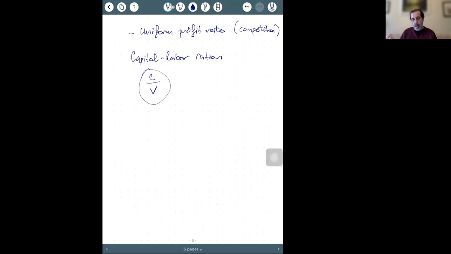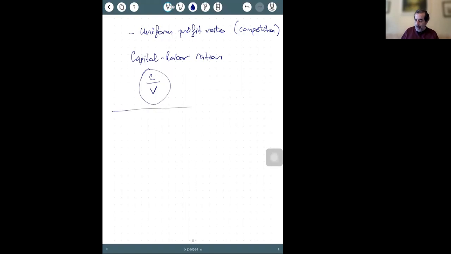But as we know, as an empirical observation, the ratio of labor to capital, or capital to labor, that's better, or the ratio of constant capital to variable capital, is not equal in each sector. There are capital intensive sectors, and also labor intensive sectors. The capital labor ratio in the production of computers, of course, is greater than in the production of corn, for example. We can say that.